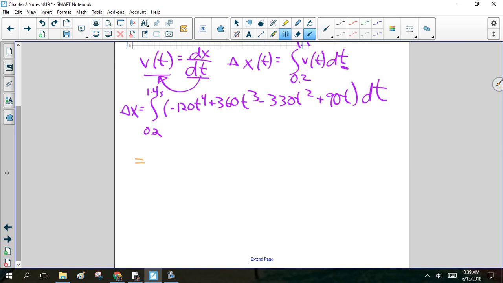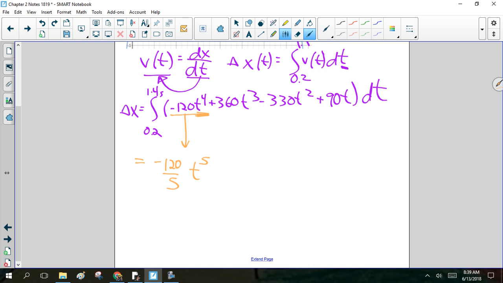So this becomes, let's see, I want the integral of negative 120 t to the 4th. So the question is, what did I take the derivative of to get that? This must have been t to the 5th before I took the derivative, right? When you bring this down, you're basically going to have 120 over 5, right? Because that way when I multiply by 5, the 5's cancel, right? And don't forget that negative sign.